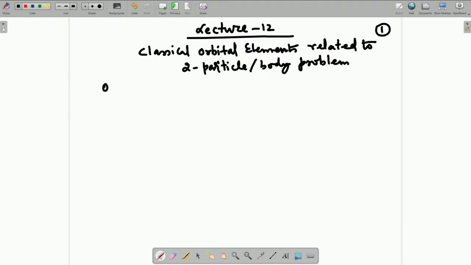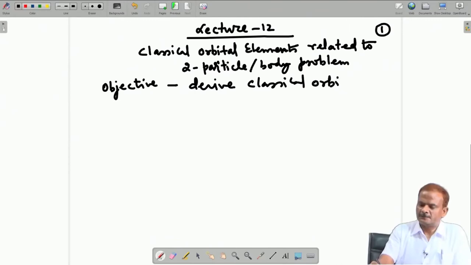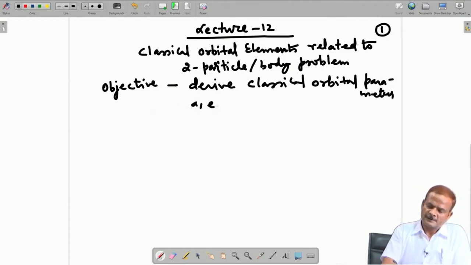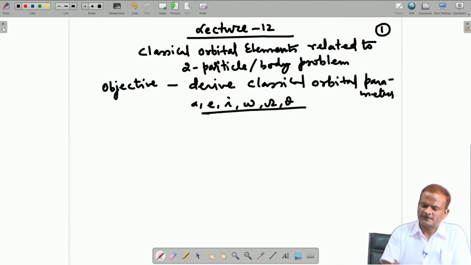So, here the objective is to derive the classical orbital parameters, which are e, i, small omega, capital omega, and theta. These are the parameters which we are going to work on.